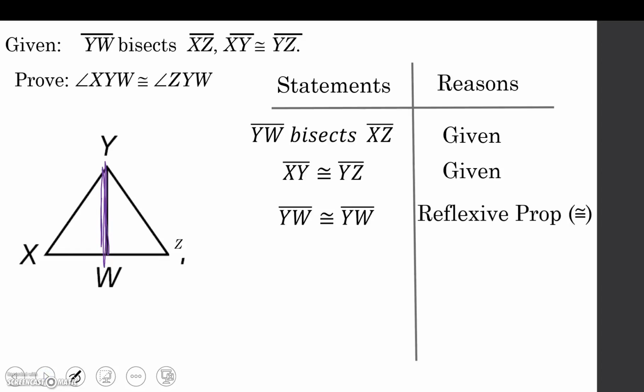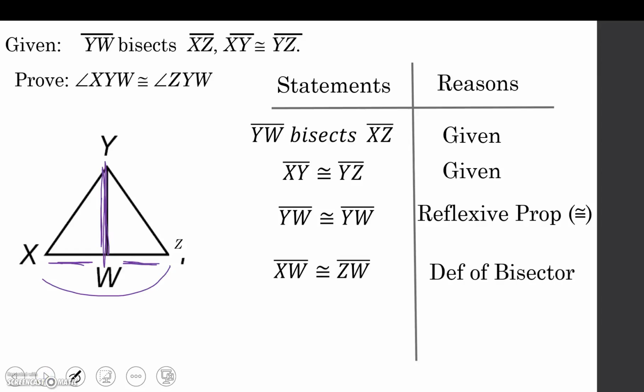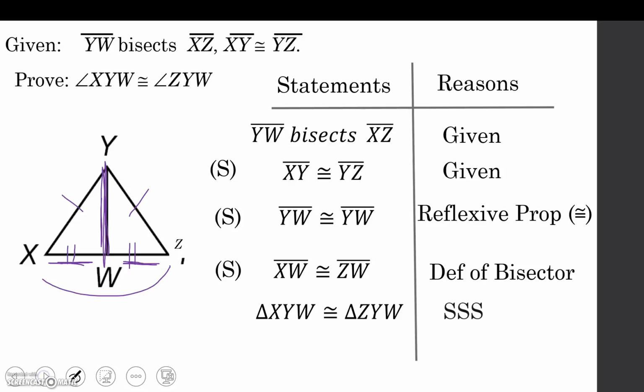And so what else can I tell? Well, from my given, I'm telling you that YW is bisecting this length of XZ. Well, bisecting means it's cutting it exactly into two congruent pieces. So I know that XW is going to be congruent to ZW, and that's the definition of bisector. And so I've already known that this piece is congruent to this piece. I've shown they have the same side, and I've shown that that's the same, and so I can say the two triangles are congruent by side, side, side.